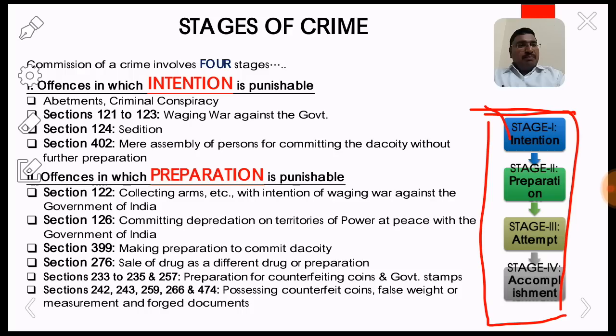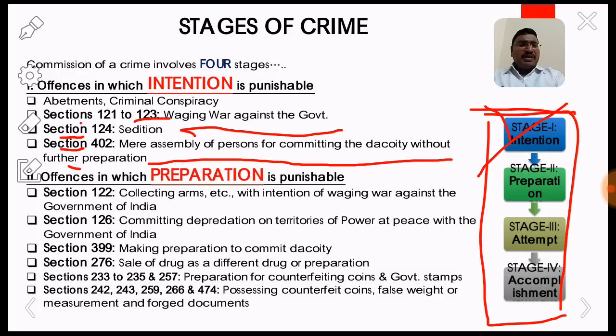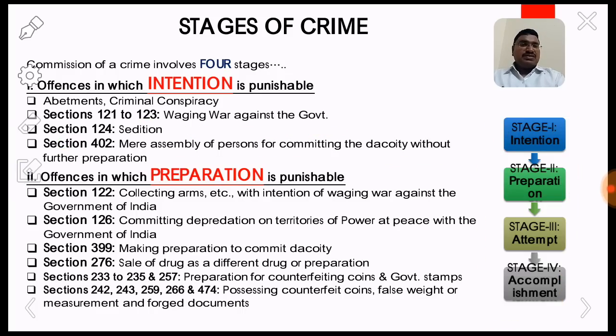Offences in which intention is punishable: in IPC, mere intention is punishable under abetments, criminal conspiracy, Sections 121 to 123, which speak about waging war against the government, Section 124A, which speaks about sedition, and Section 402, which speaks about mere assembly of persons for committing dacoity without further preparation. Here, the mere intention in the minds of the persons is punishable under the Indian Penal Code, but it is very difficult for the prosecution to prove the guilty intention of the persons.